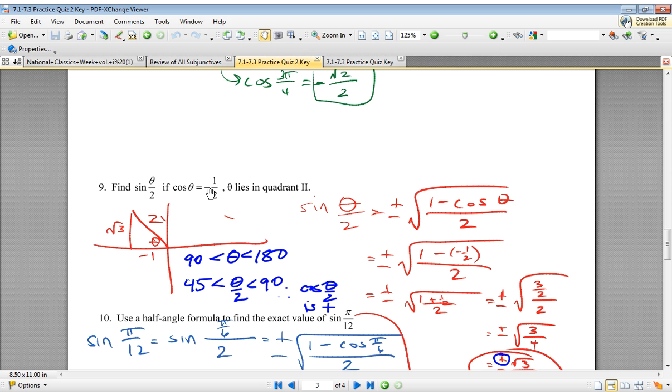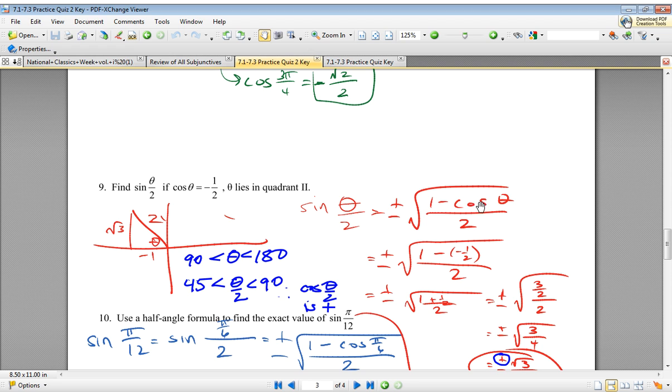So we know that theta is in quadrant 2. Well, we need to know where theta over 2 is. So theta is in quadrant 2. That's between 90 and 180. That means if we divide everything by 2, theta over 2 is between 45 and 90. That's in quadrant 1. Quadrant 1, everything's positive. So sine of theta over 2 is going to be positive. Anything for theta over 2 is going to be positive. So our answer is going to be positive. So you can ignore all of those plus or minuses now.